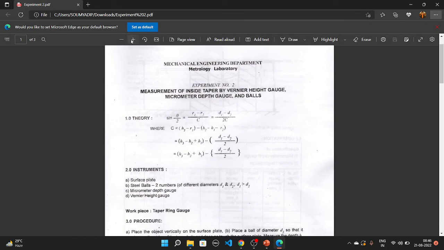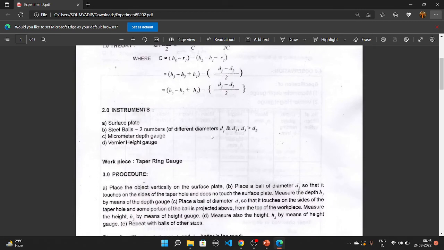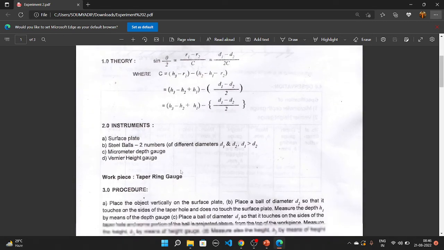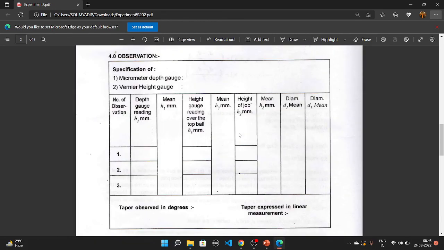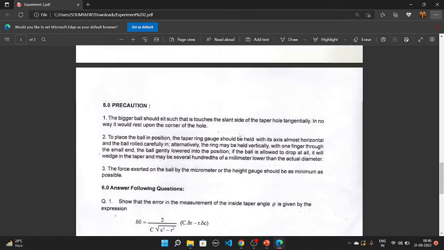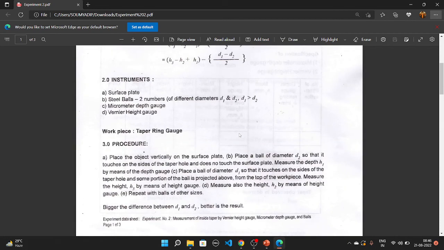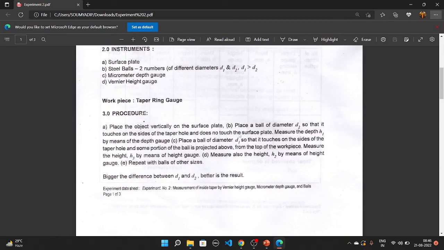Some questions are there that you get in your lab. I think this part is covered. Theory, instrument, it is covered. Procedure, we already have discussed. These problems, all these questions you will get in the book.